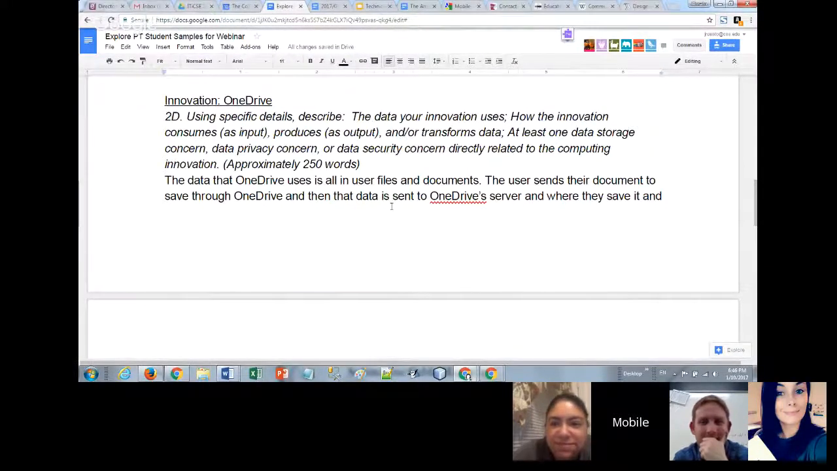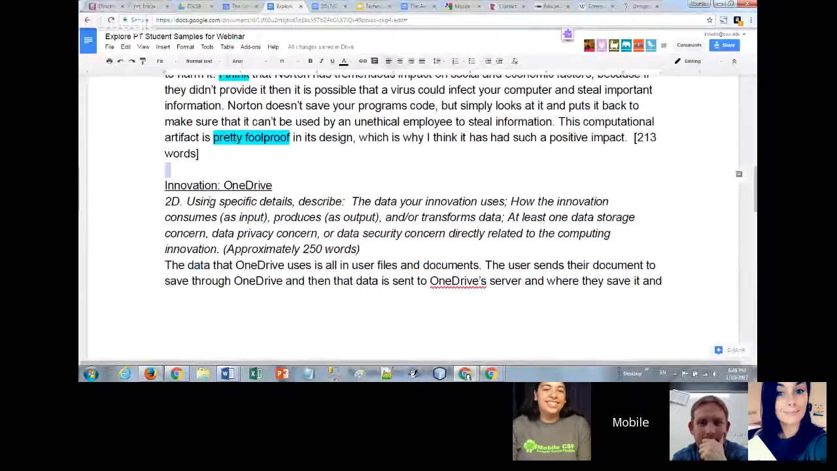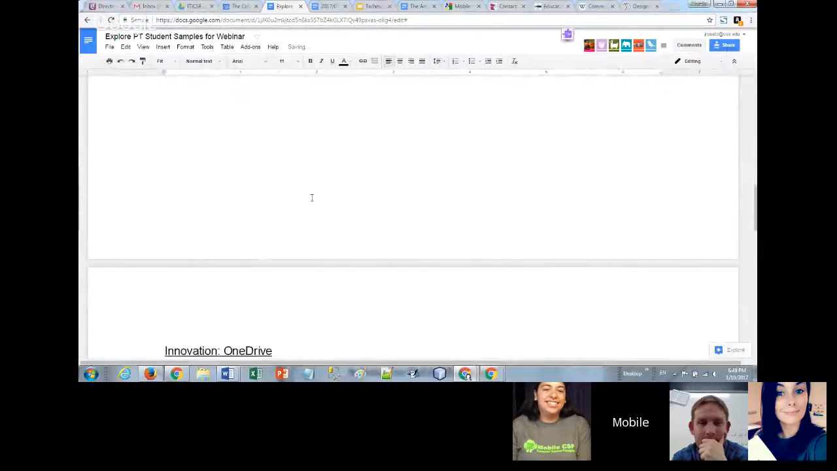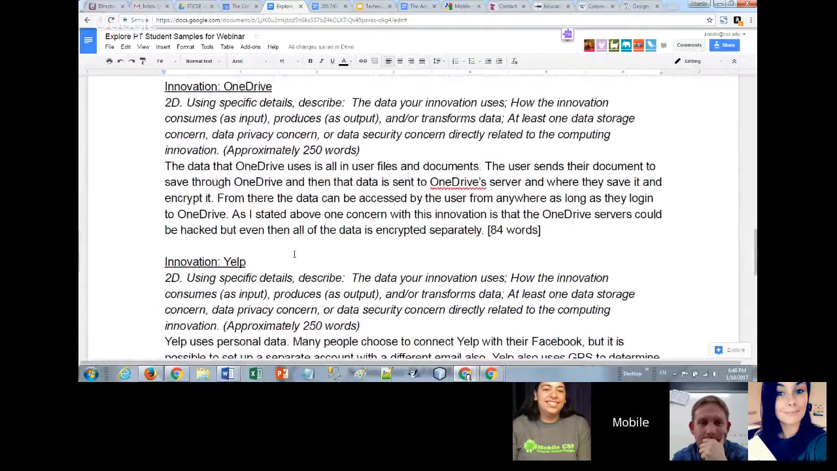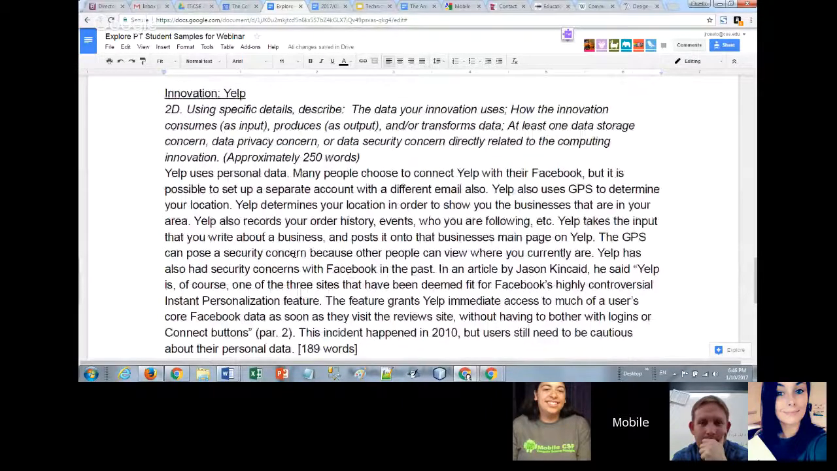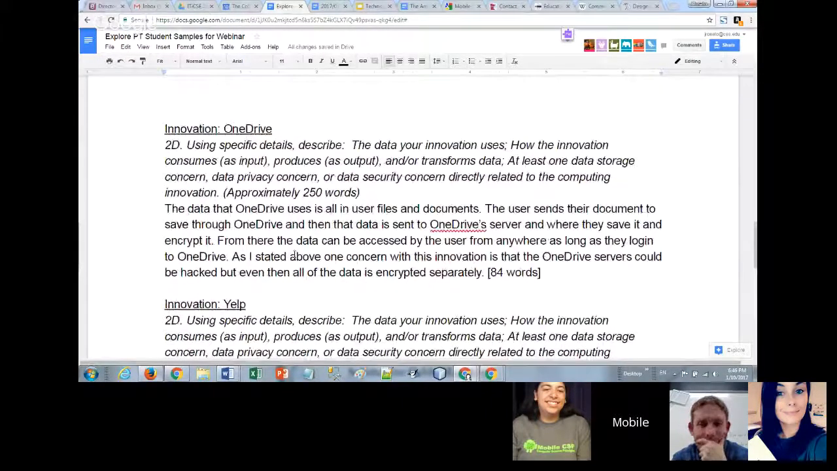Okay, maybe we'll just do one more on innovation, and on the data, so we can just talk about the data prompt a little bit. This one, there's 2 of them that are in there. I actually think the Yelp one was not as bad, but the OneDrive one was very short and didn't have a lot of detail in it.